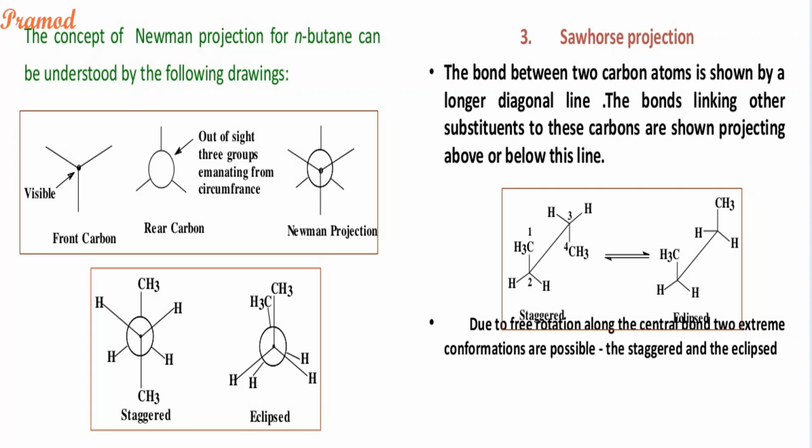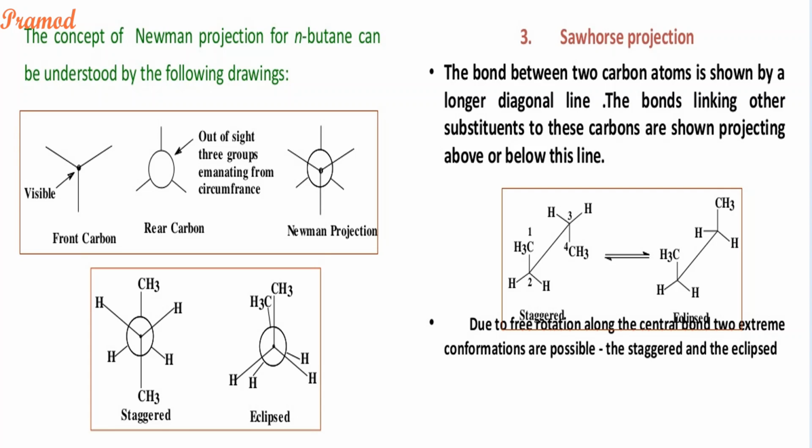When the groups are far apart from each other, they are known as staggered configuration. When the substituents come close to each other, when there is torsional strain, then it is known as your eclipsed configuration. So this is your Newman projection where you have a rear view and a front view.